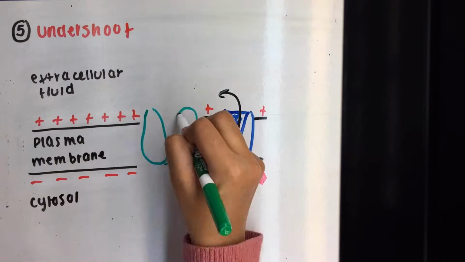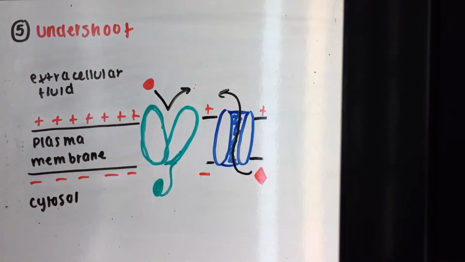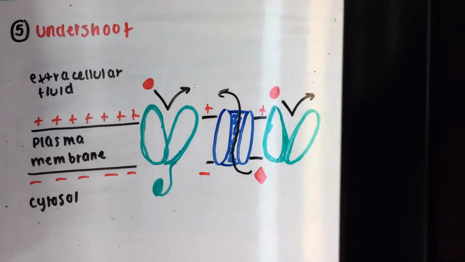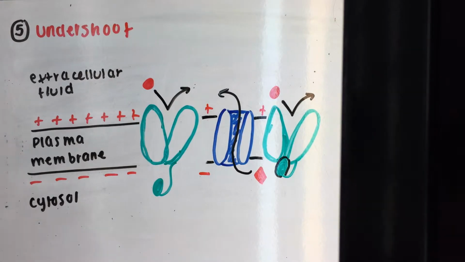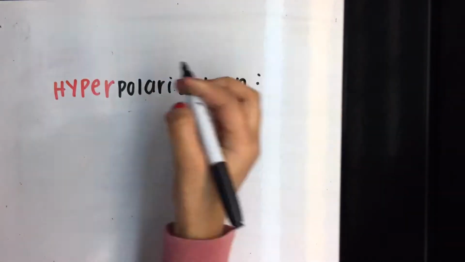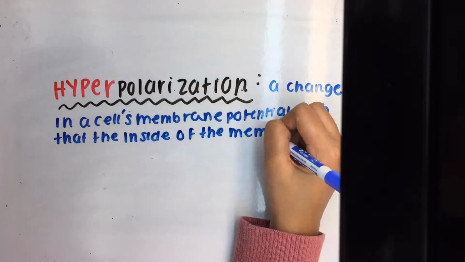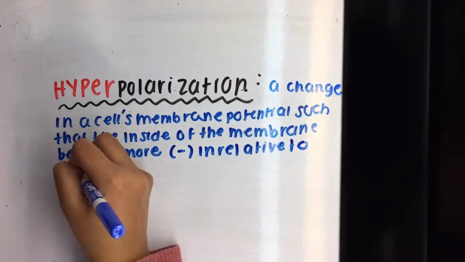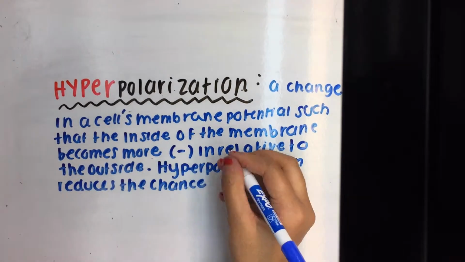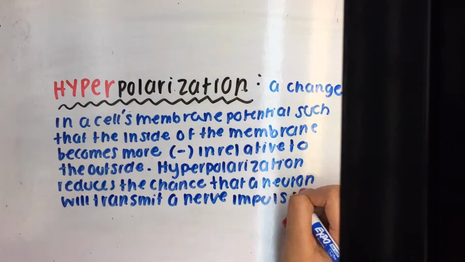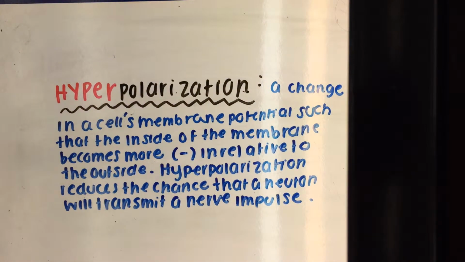Finally, undershoot or hyperpolarization is when the membrane potential becomes more negative. It is the opposite of depolarization. It happens when sodium channels close, but some potassium channels are still open. This is when the membrane returns back to its resting state.